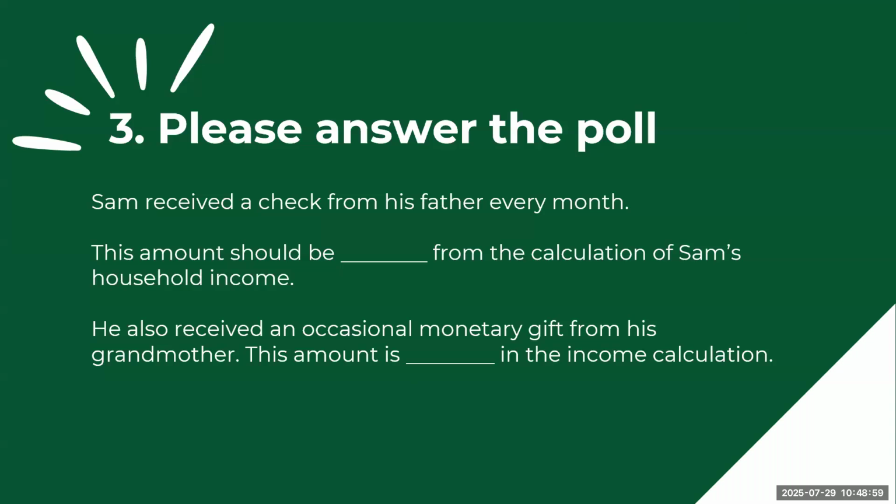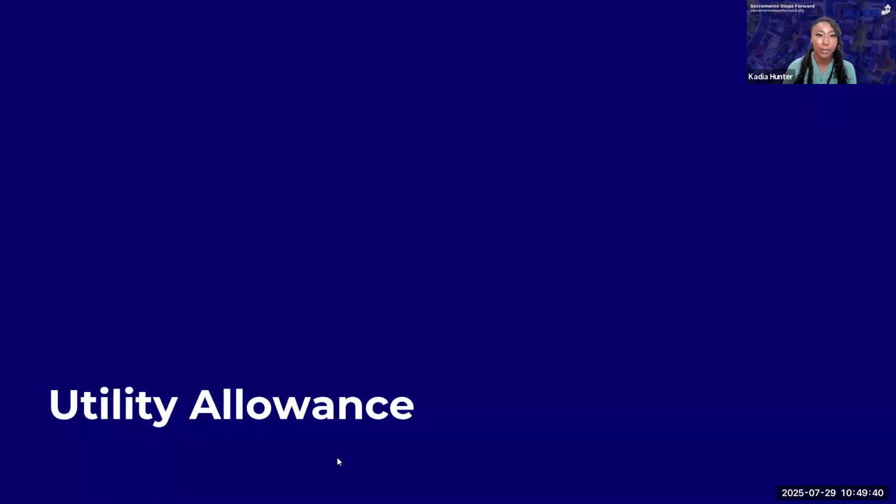We've got just another 10 seconds here, and just about 60% have responded. Thank you for that. We'll end it here. Good job. You guys got it. 88%. It was included for the first one and excluded for the second. Next slide, and it's utility allowance. I'm handing it back to you, Marissa.